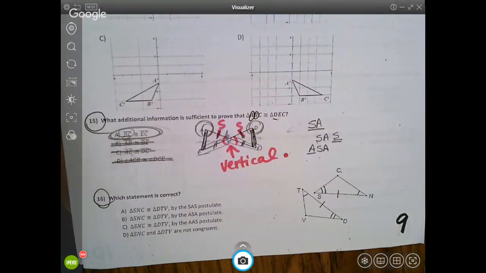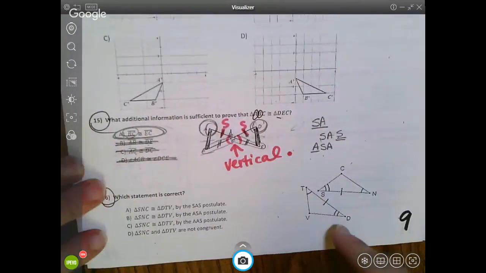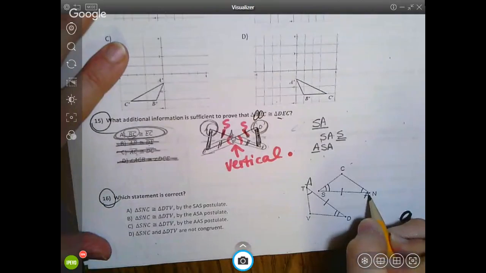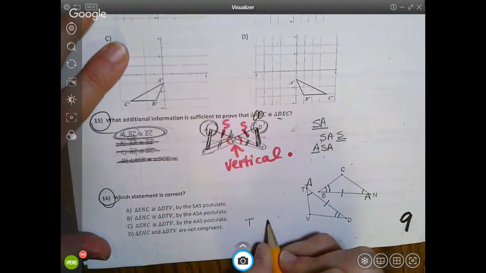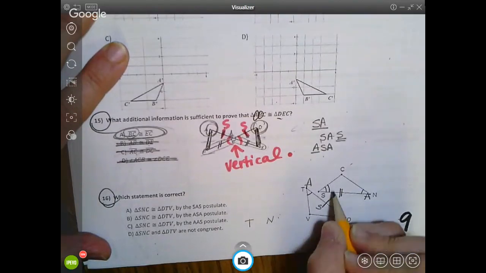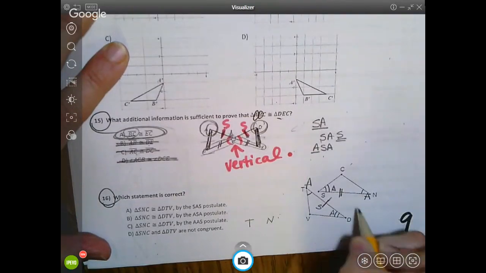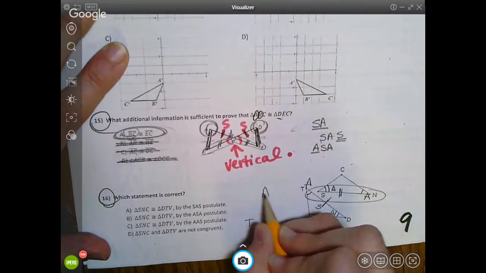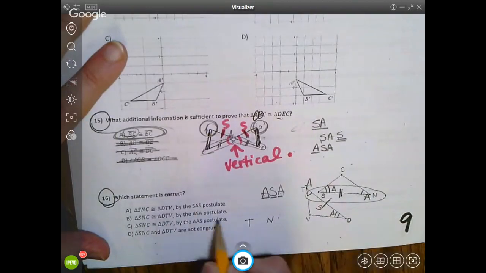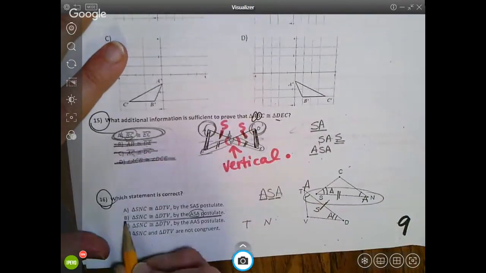Okay. Which statement is correct? Looking below, this is our last question. Well, here I've got an angle, so I know that T and N match up. Here's my side, and here's my angle. So I know I have angle side angle. And I can tell because my side is touching both angles. So the only one here that says angle side angle is choice B.